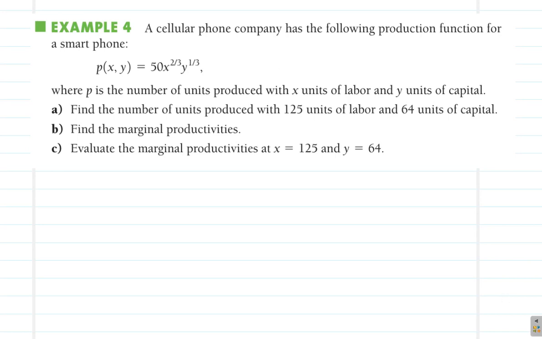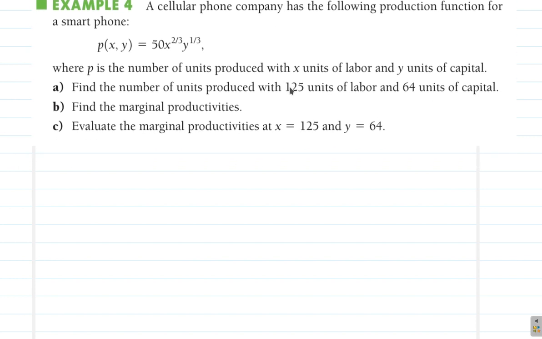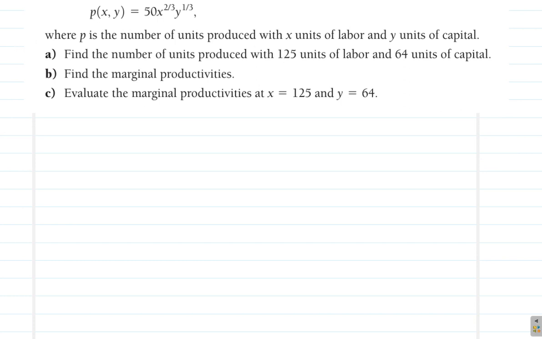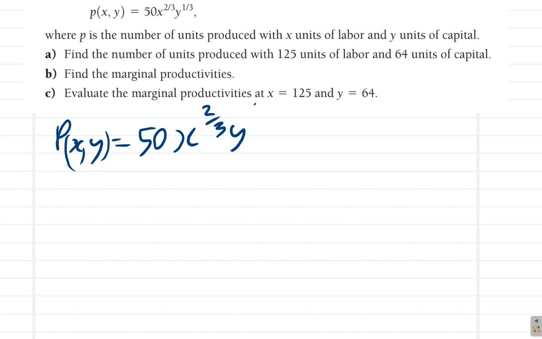A telephone company has the following function for a smartphone. So we have the following function here: P of x, y is equal to 50 x to the 2/3, y to the 1/3. Part A: find the number of units produced with 125 units of labor and 64 units of capital.